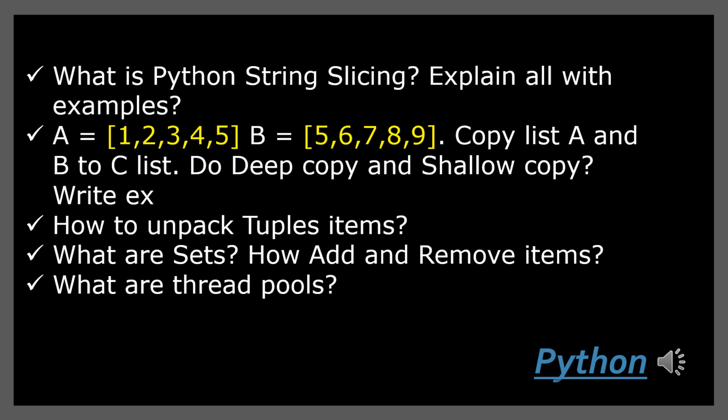Whenever we copy a list to another list, it will make a copy. So it will fall under shallow copy or deep copy. We need to explain both of them. The third one is how to unpack tuple items. Tuples have lots of items, so how do we unpack them? That is the question. The fourth one is, what are sets? How do we remove and add items in sets? The fifth question is, what are thread pools?